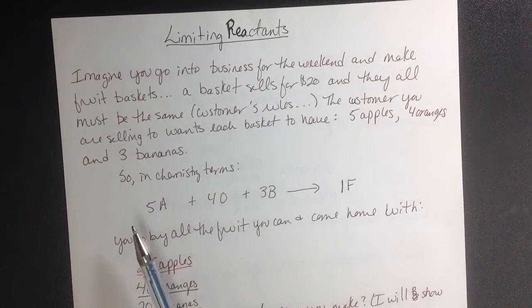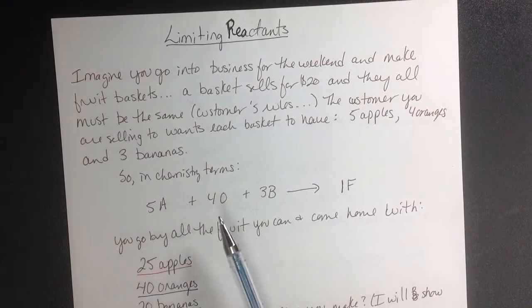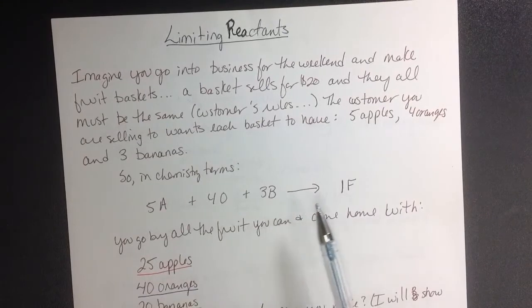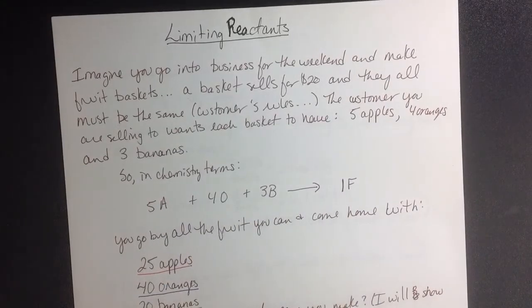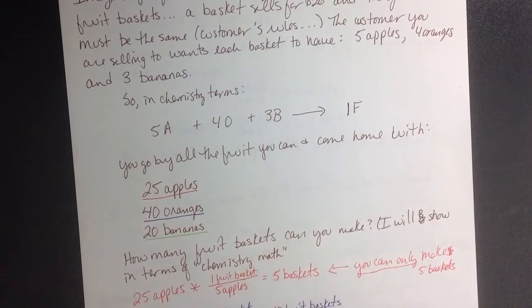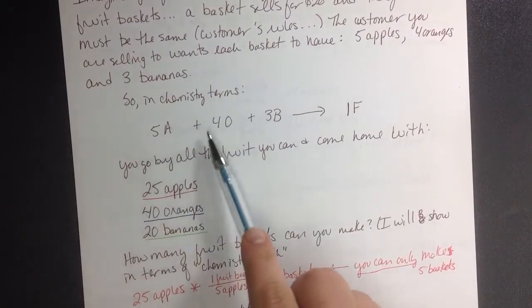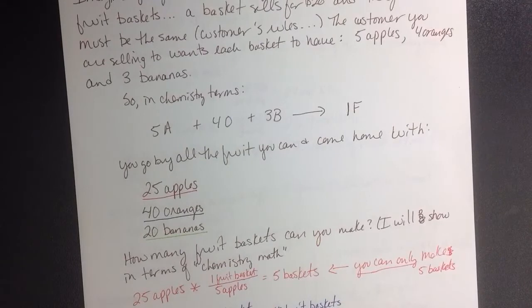In this fruit basket you need 5 apples, 4 oranges, and 3 bananas to make a fruit basket. That's it. That's the definition of the fruit basket. So see how I'm doing that in chemical terms? Okay, so you go to the store, and what you find is you come home with 25 apples, 40 oranges, and 20 bananas. That is not the perfect ratio of all these 3 guys.